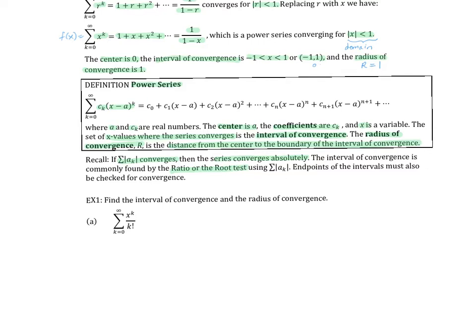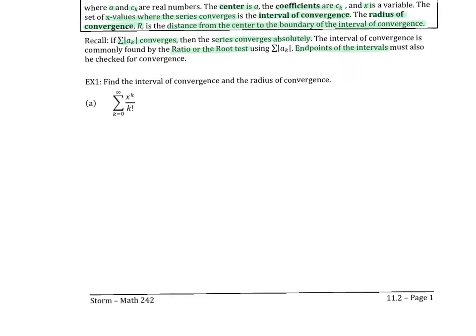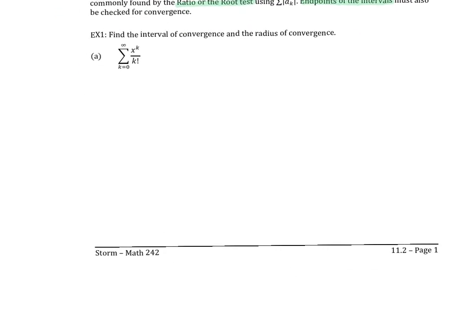However, we have to check the endpoints of our interval of convergence. You'll see when we do an example, when we use the ratio or the root test, we will get an interval, but it will not include the endpoints. So we still have to check to see if the x values at the endpoints of our interval of convergence will also make the series converge. This should all be clearer when we look at example 1.